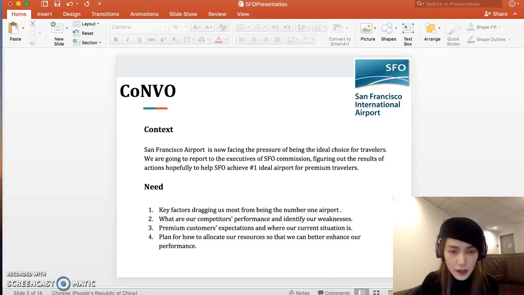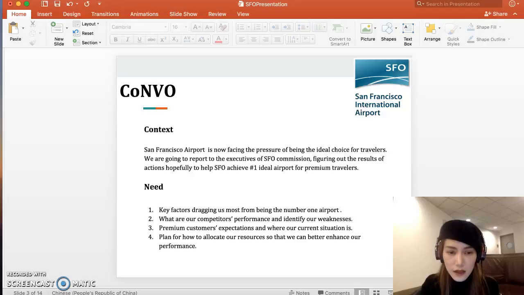The context here: San Francisco Airport is now facing the pressure of being the ideal choice for travelers. We are going to report to the executives of the SFO Commission, figuring out the results of actions, hopefully to help SFO achieve #1 ideal airport for premium travelers.